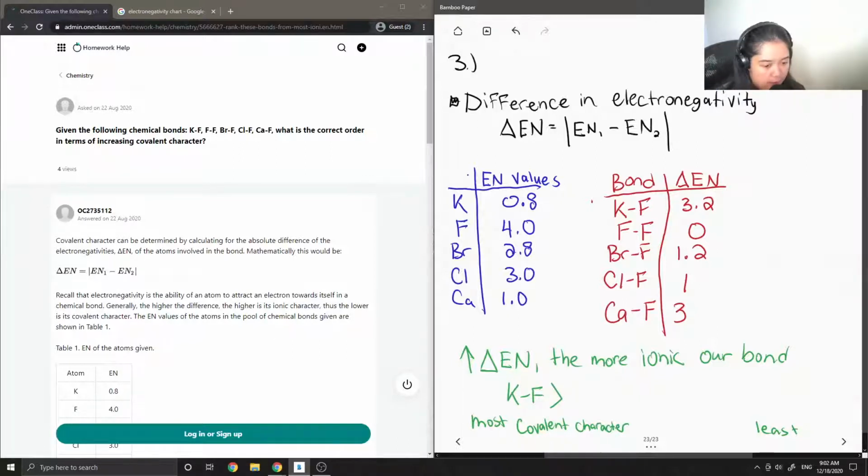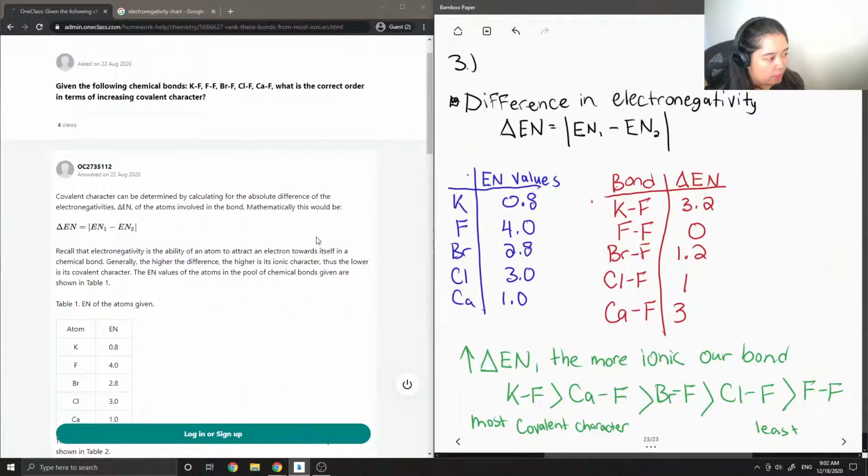So next is the calcium-fluorine bond. And then bromine-fluorine. And then chlorine-fluorine. And then the one that has the least covalent character is the fluorine-fluorine. Okay, so let's see what the junior tutor said.